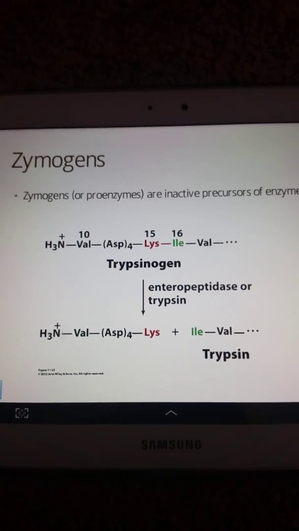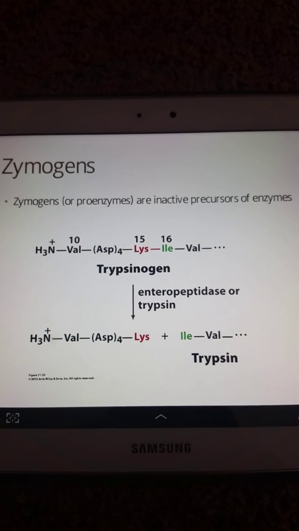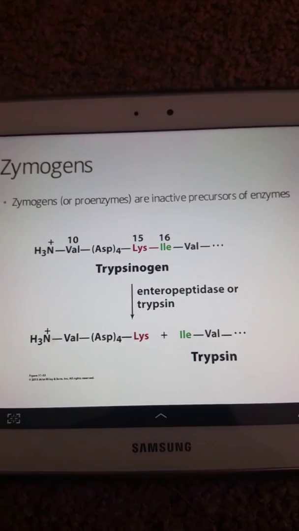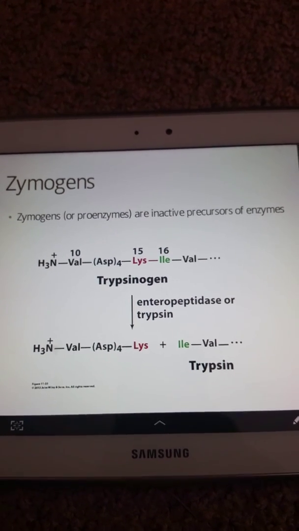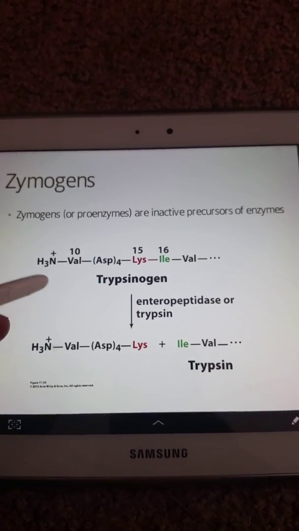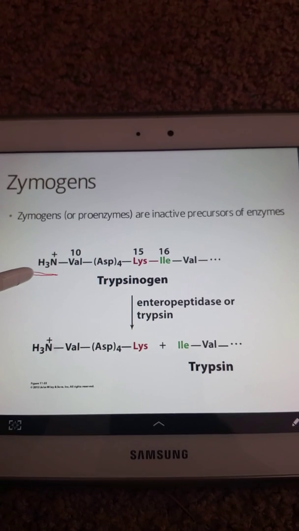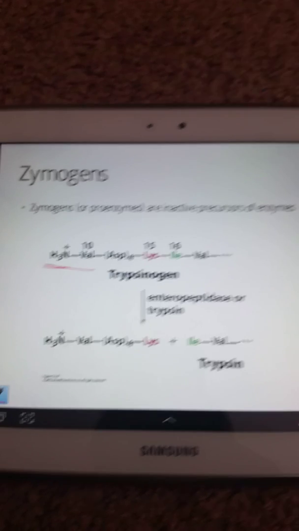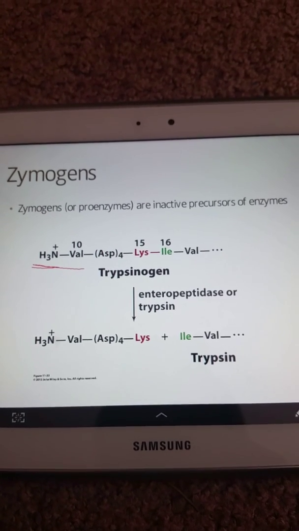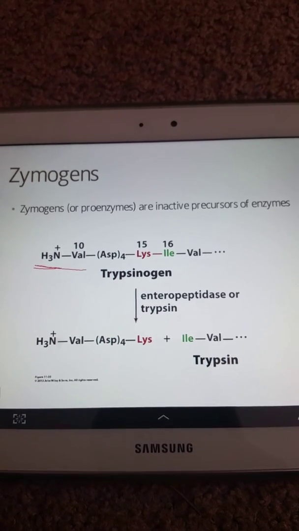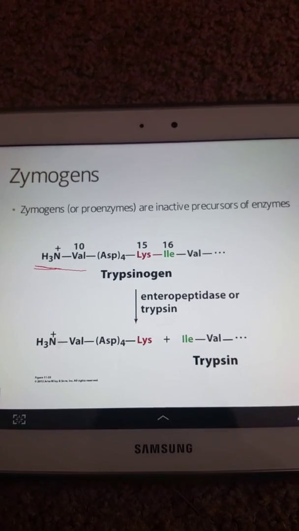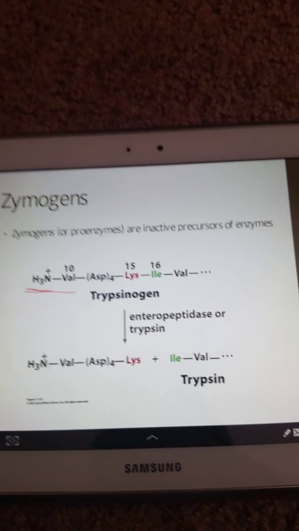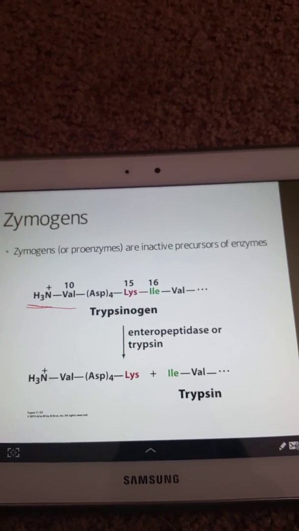Another term to be familiar with is zymogen. So zymogens are proenzymes that are inactive precursors of enzymes. As you can see here, an example of that is trypsinogen, with this sequence at the N-terminus. Trypsinogen is a protease. If it was activated where it is produced in the pancreas, then it would damage the pancreas before it could be released into the stomach to digest protein.